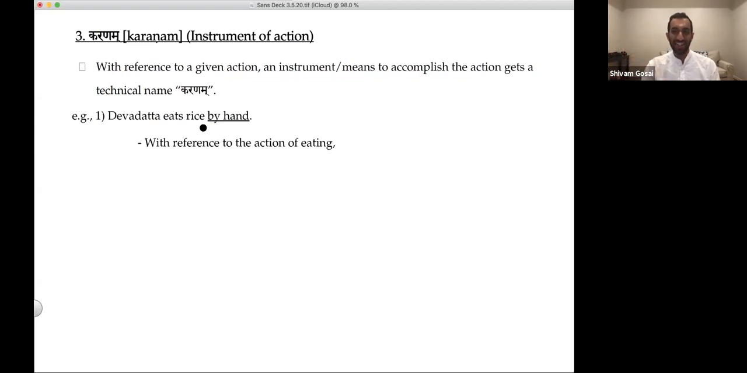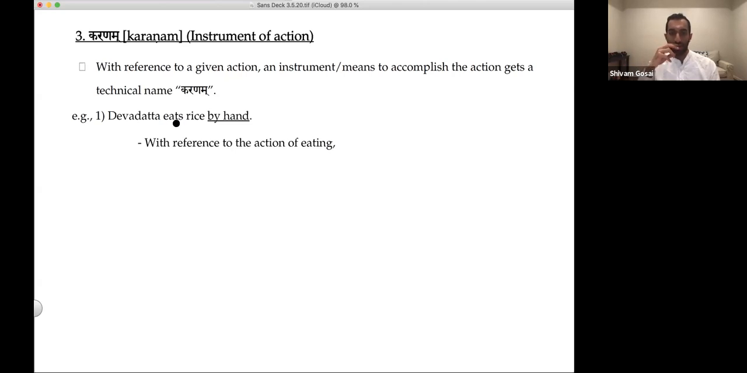Okay, so we see that with reference to the action of eating, what is the karta? Devadatta. Okay, so right now we're on page 14. Thank you. Right now we're on page 14. So for everyone who's looking, we're on page 14. You'll see what I have on the screen.